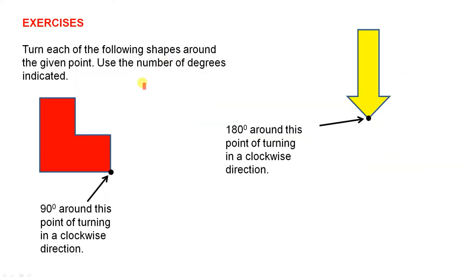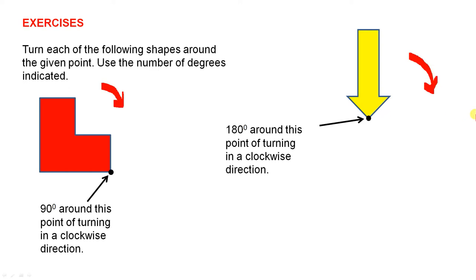Some exercises here. Turn each of the following shapes around the given point. Use the number of degrees indicated. So there's the point which stays fixed. Turn 90 degrees around this point of turning in a clockwise direction. I'll give you a clue, we're going to turn in that direction. Here, 180 degrees around this point of turning in a clockwise direction. Again, we're going to move in that direction.